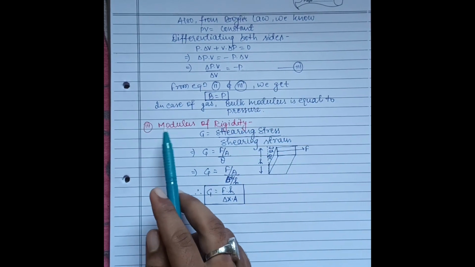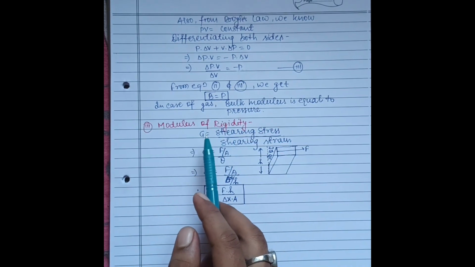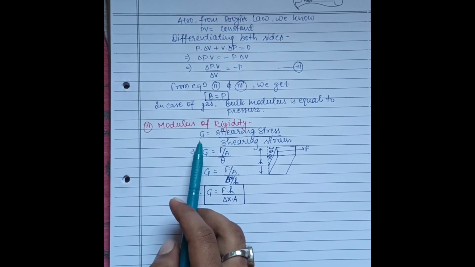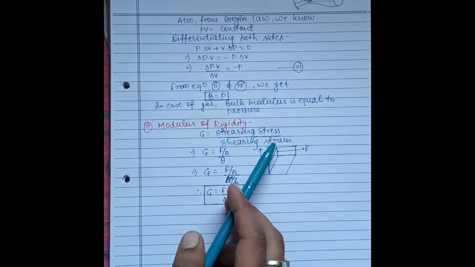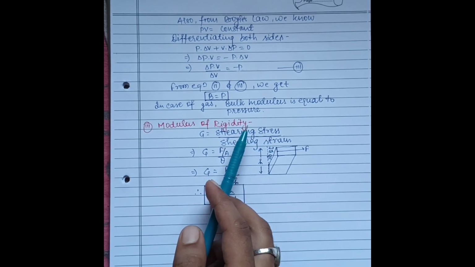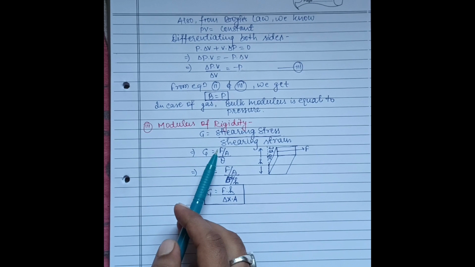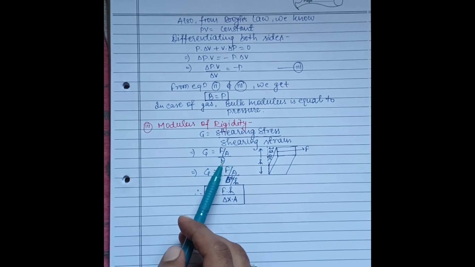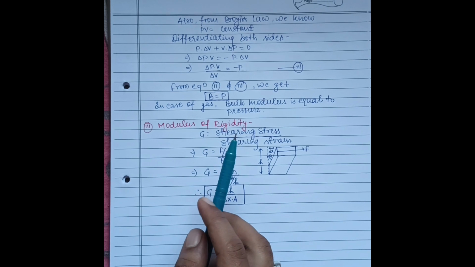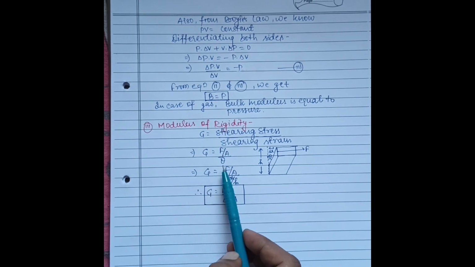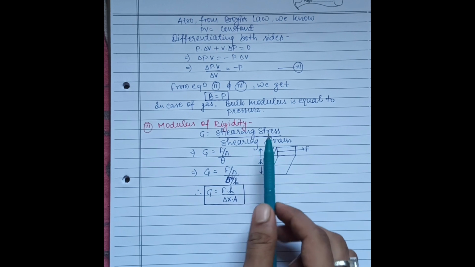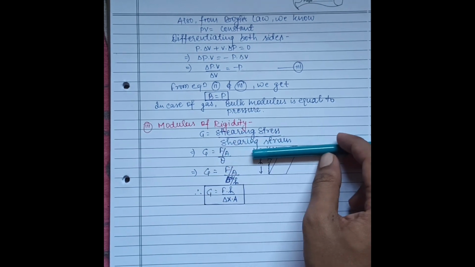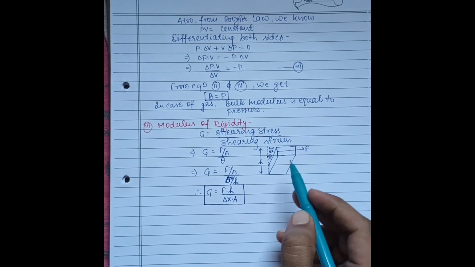And finally, there is the modulus of rigidity. We have studied shearing stress and shearing strain. So modulus of rigidity is equal to shearing stress upon shearing strain. Shearing stress is the restoring force acting per unit area divided by shearing strain. We have denoted shearing strain with the symbol theta, where the force acting on the surface area is tangential to the surface. We have discussed this.